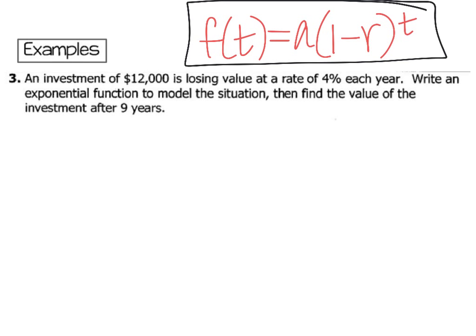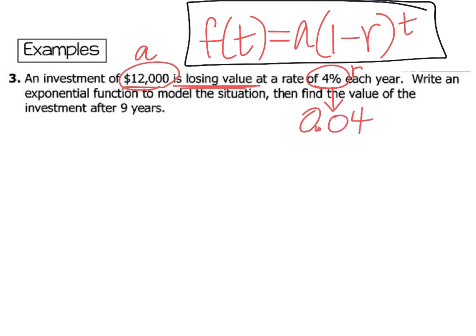And unfortunately, I know we all don't like seeing our money go away or lose its value, but it happens. All right, this is a real world application of what happens when we make an investment that doesn't go so well. So if we made an investment of $12,000, that's our initial amount. That's what we started with. And it's losing value, so it's decreasing at a rate of 4%. So 4% is our rate, and we always want to rewrite it as a decimal, so it's 0.04.